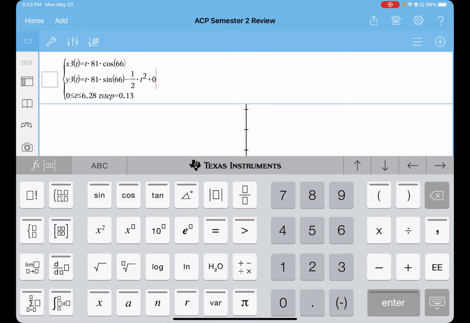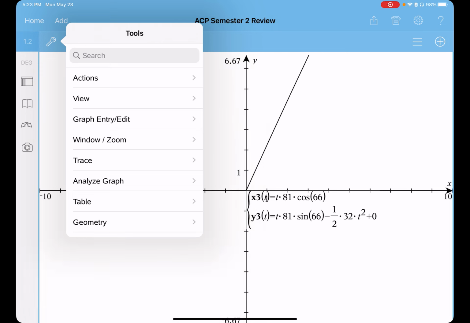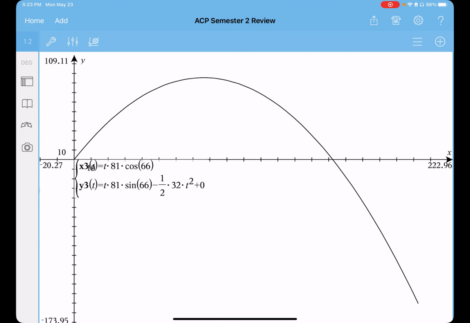The parameter interval, you can leave it as a default. Oh man, I forgot the 32 in here. Times 32 times T squared. Okay, enter. When you get here, you're going to be too zoomed in. So do menu, zoom. I like to do zoom fit, but you can do zoom out. So zoom fit, it shows you in one click, really just shows you the whole entire graph.